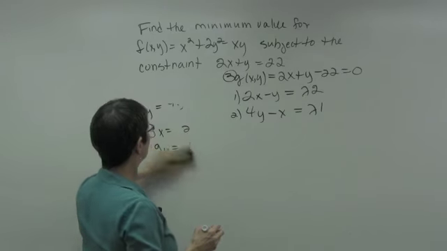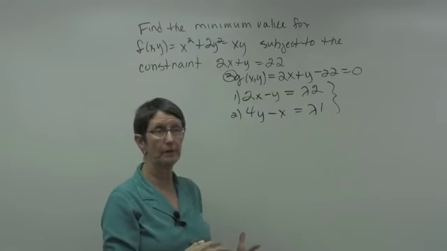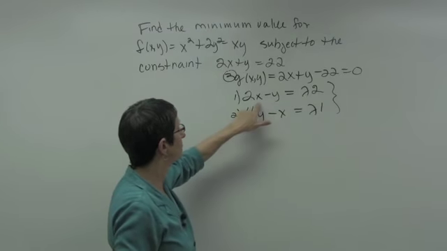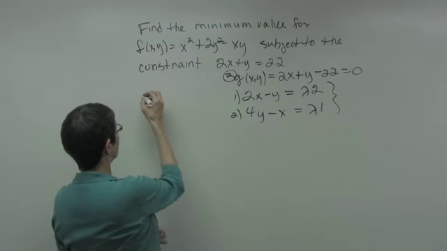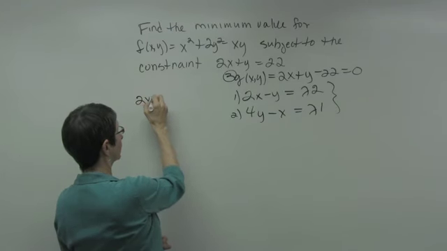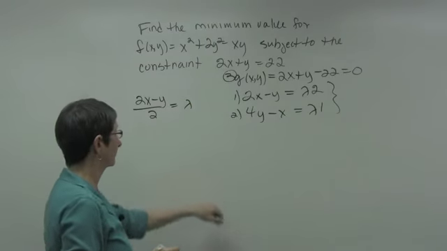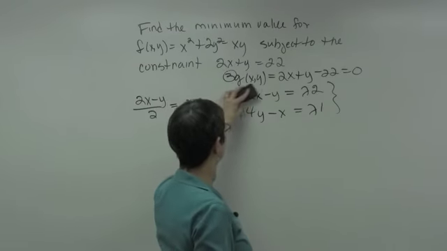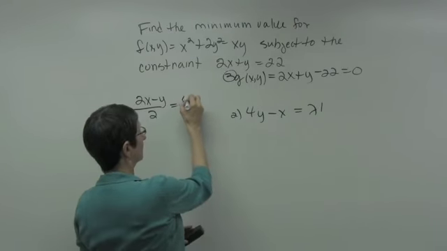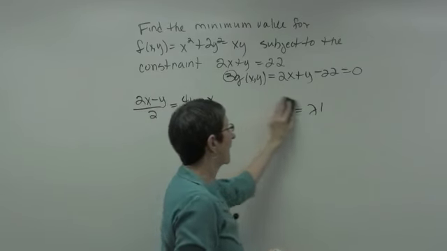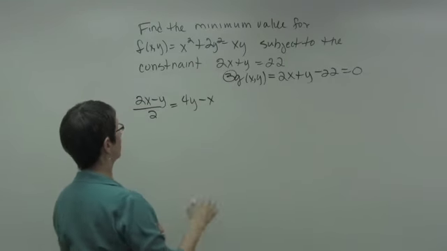Now, generally, what we do for these problems, we solve the first 2 together as a system. We'll get a relationship. To do that, I'm going to take my partial on the left and divide by 2 so that it's equal to lambda. So my first equation will be (2x minus y) over 2 equals lambda. I want to set that equal to the second equation, which is already lambda. Lambda times 1 is lambda. 4y minus x. So I have combined the first and second equations into this little relationship equation.